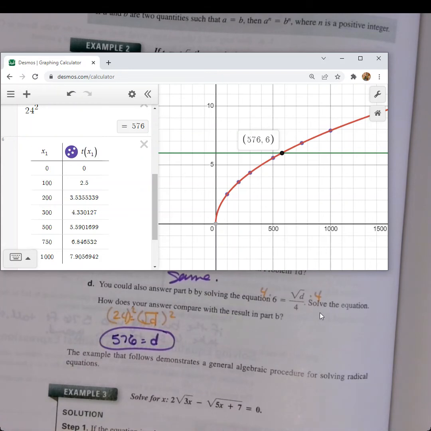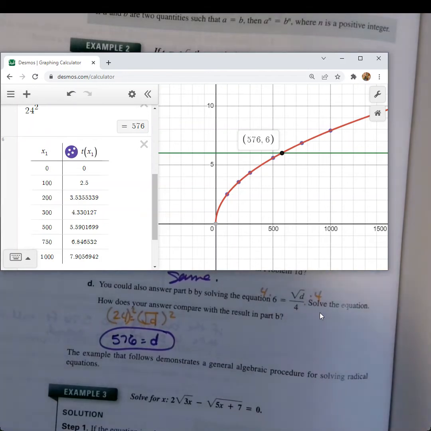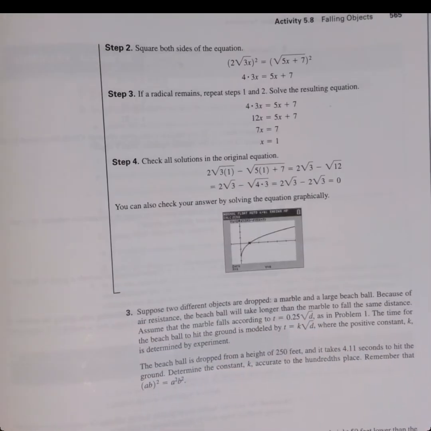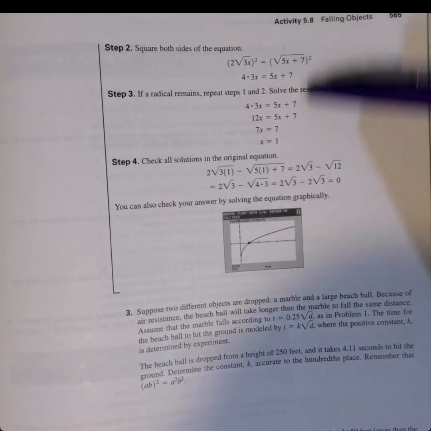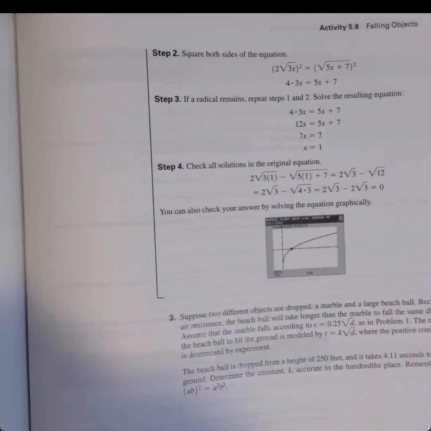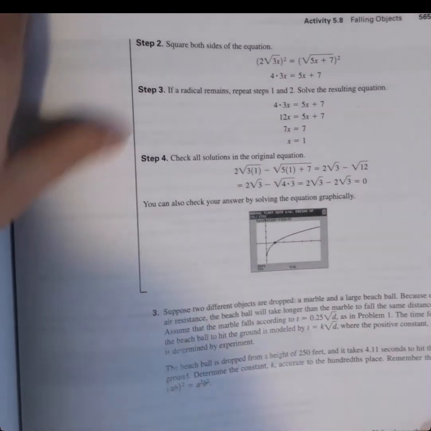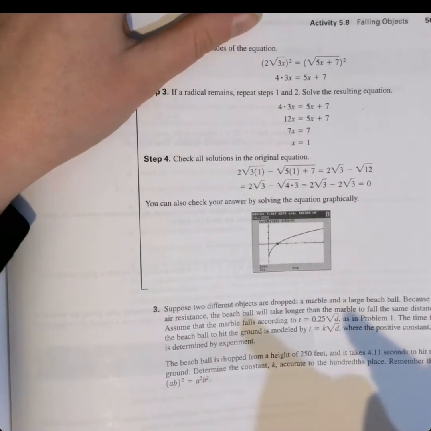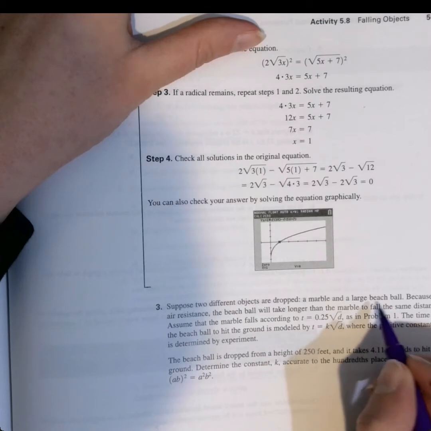Okay, so we're going to look at doing this process in a few more instances. Let me move decimals out of the way. There is a lovely example here of squaring something and solving. If you check out example 3, we're going to do this with some marbles falling. Suppose that two different objects are dropped. We got a marble and a beach ball.